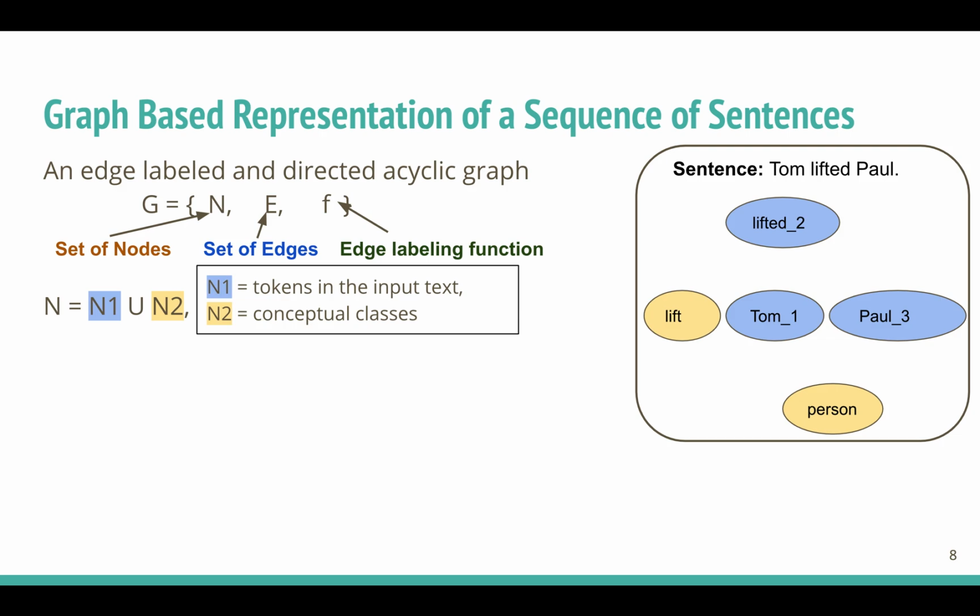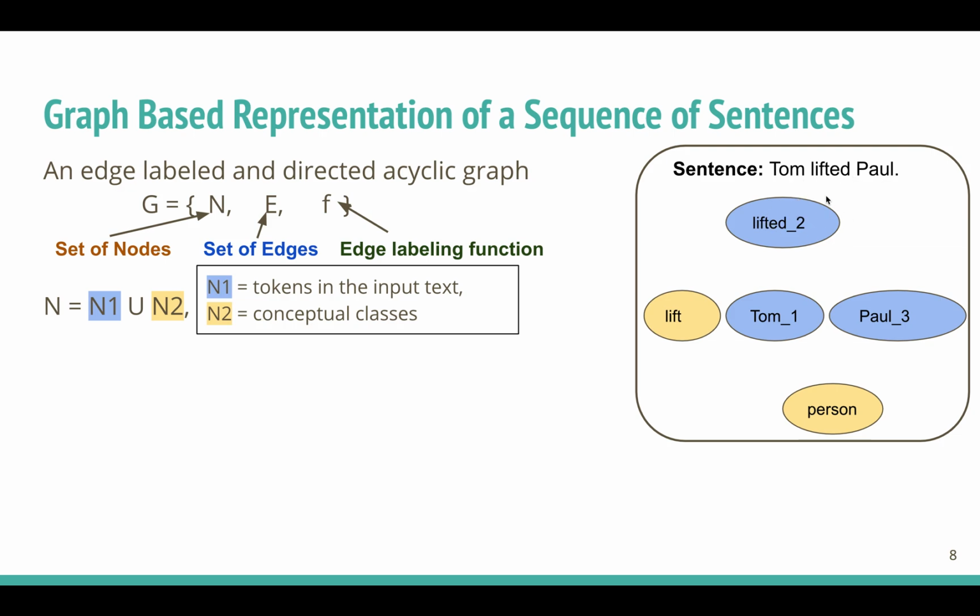A graph-based representation of a sequence of sentences is an edge-labeled and directed acyclic graph, such that it has a set of nodes N, a set of edges E, and an edge labeling function F. Now the set of nodes are made up of two types of nodes, N1 and N2. These are two sets. Now N1 represents the set of token nodes in the input text, where token nodes are defined with respect to the words in the input sentence.